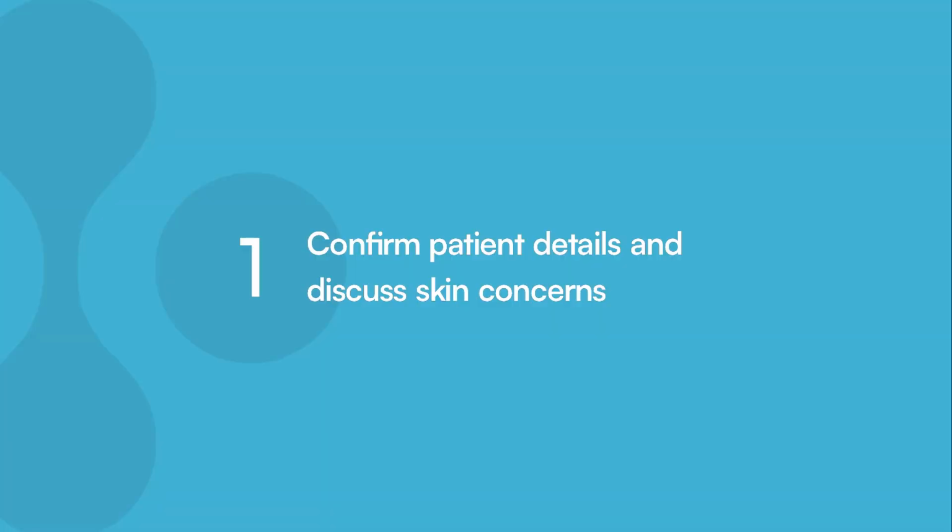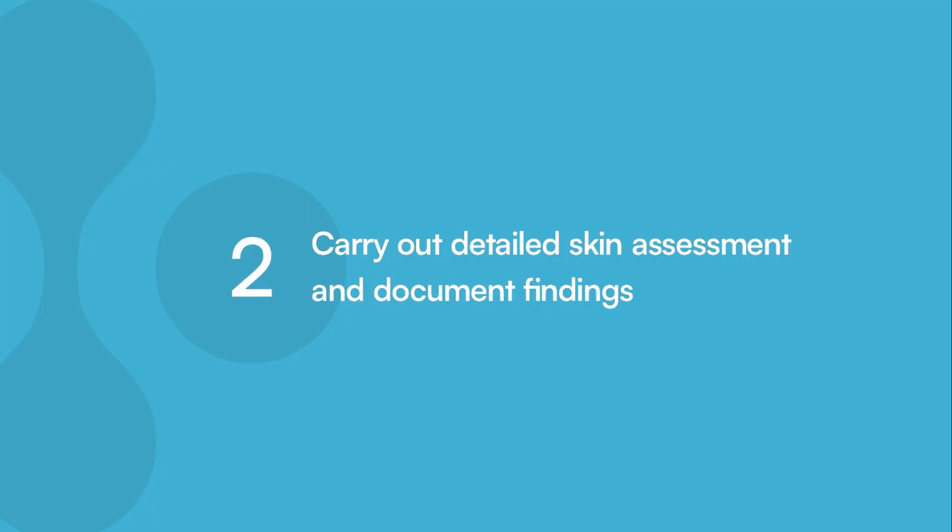Step 1 is to start by confirming the patient's personal details and discussing their main skin concerns, medical history, and lifestyle factors that may affect skin health. Step 2 is to carry out a detailed skin assessment, documenting skin type, current condition, and any risks or contraindications, and taking photographs if required.